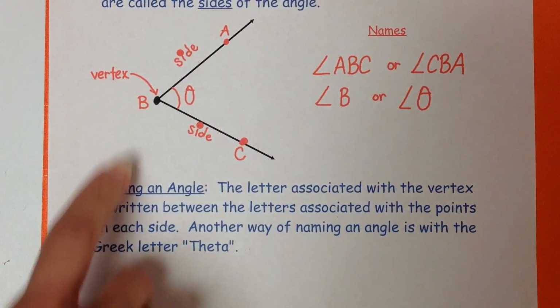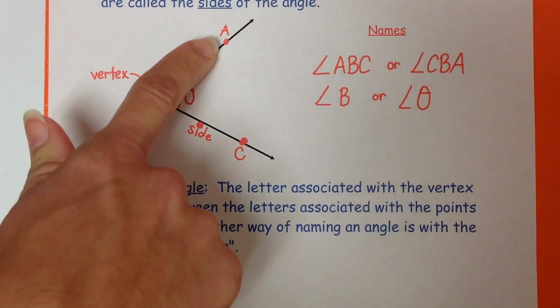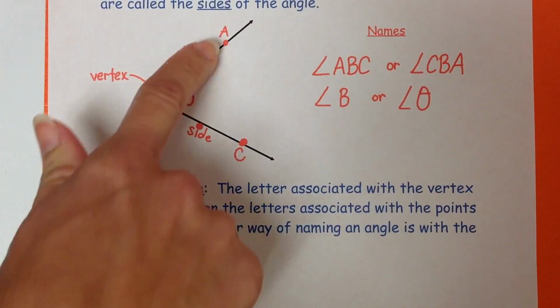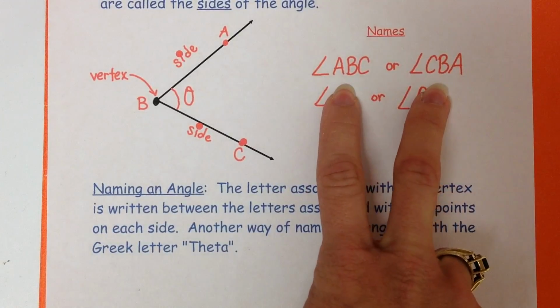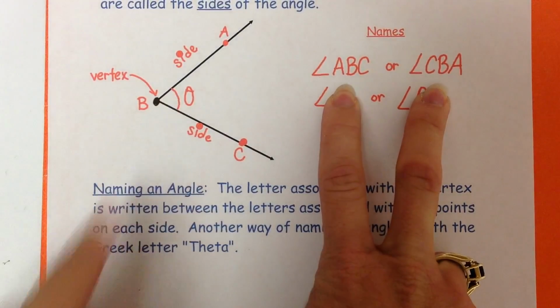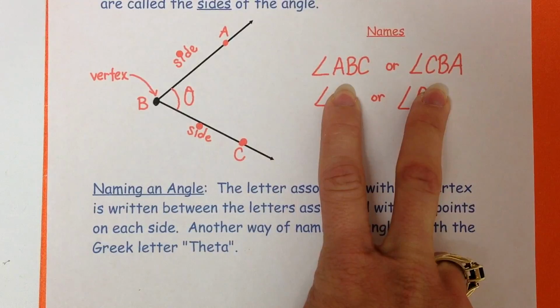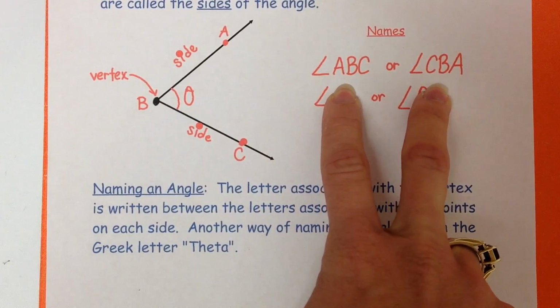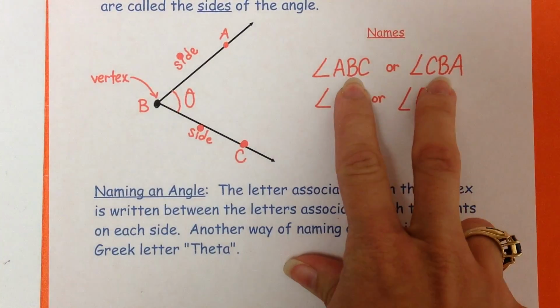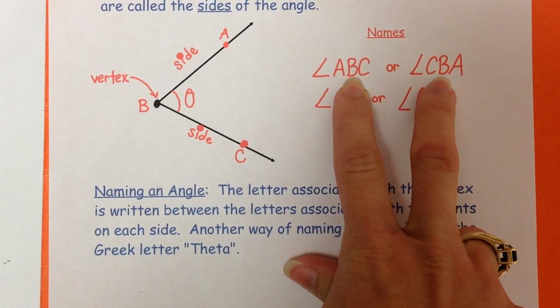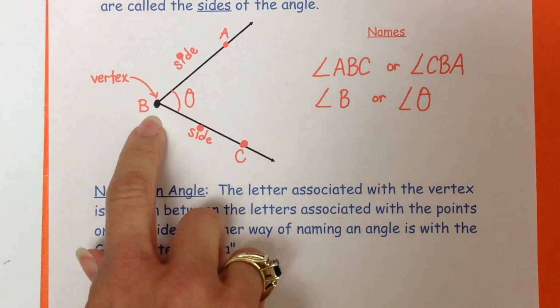So I've named my vertex B, and then I've picked a point on each side. So this would be point A, this is point C. So I've said that you could name this angle that we have here at the vertex as angle ABC or angle CBA. The key to that is you have to name the letter that's at the vertex. That has to be your middle letter.